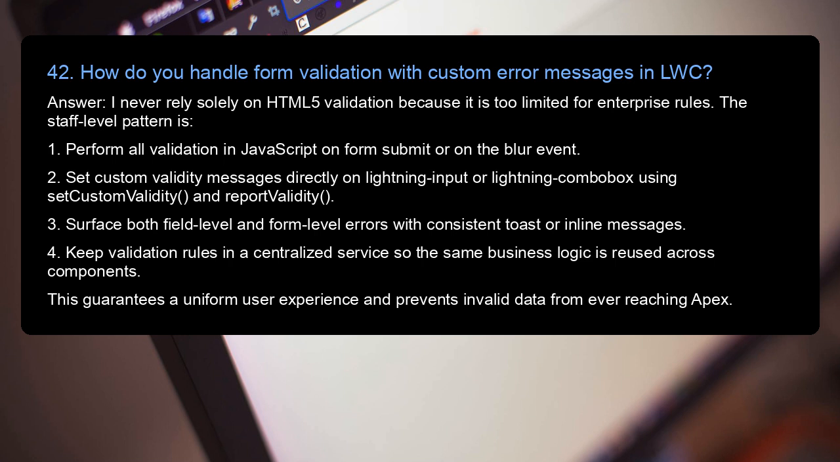Answer: I never rely solely on HTML5 validation because it is too limited for enterprise rules. The staff-level pattern is: 1. Perform all validation in JavaScript on form submit or on the blur event. 2. Set custom validity messages directly on lightning-input or lightning-combobox using setCustomValidity and reportValidity.